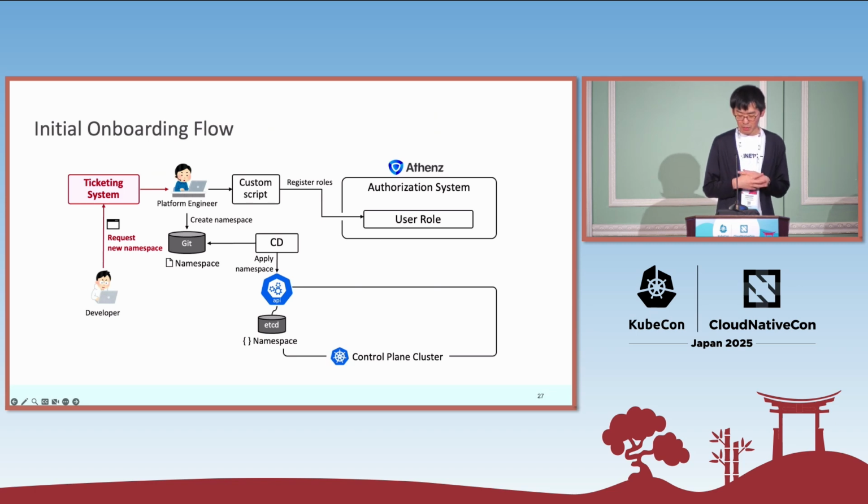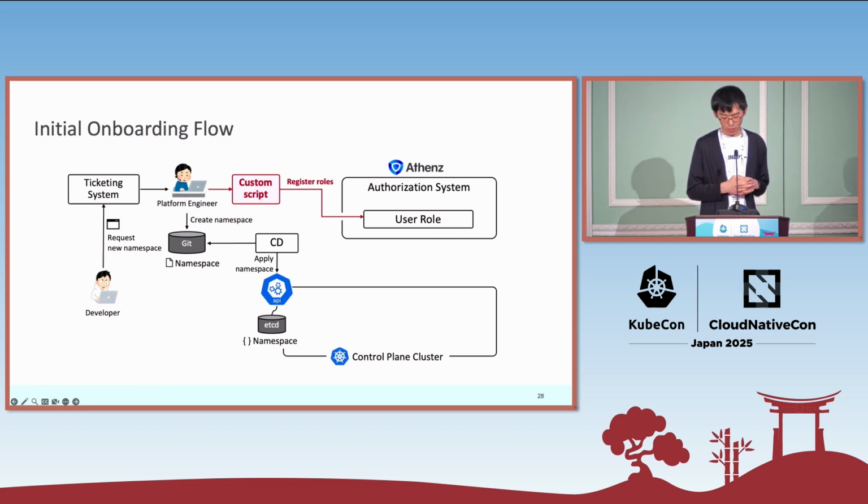In the flow before automation, the process begins with developers requesting to create a tenant through a ticketing system. And then 2 manual operations by platform engineers are required. First, they register an authorization policy for the tenant in an authorization system called Ascens. This policy will be used for authorization later when developers create access to the API server.